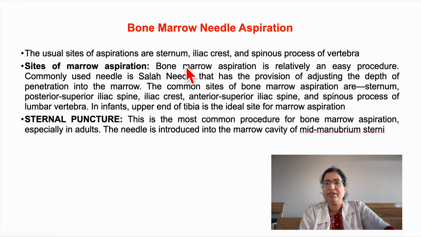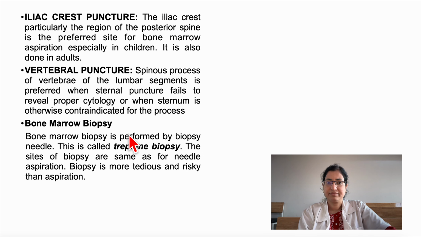Bone marrow needle aspiration is a relatively easy procedure. A commonly used needle is the Salah needle, which has a provision for adjusting the depth of penetration into the bone marrow. Sternal puncture, the sternum, this is the bone here, is the most common site for bone marrow aspiration, especially in adults. The other sites are the iliac crest and vertebral puncture.